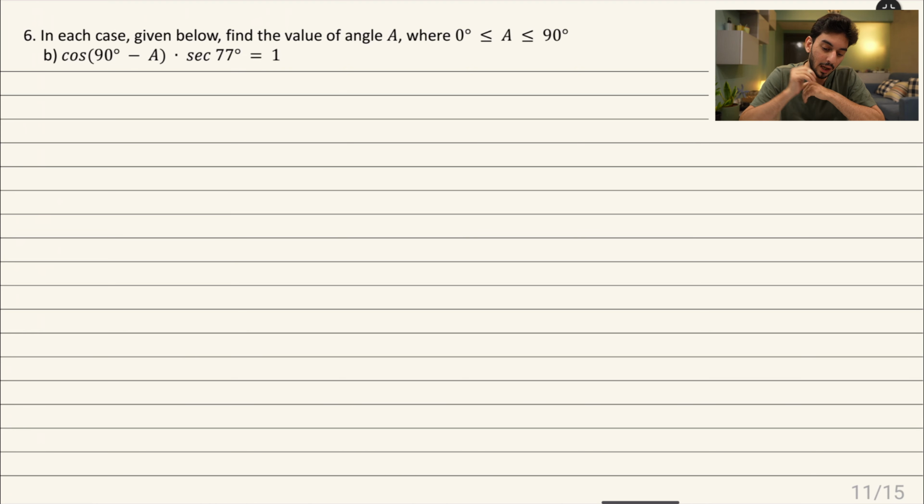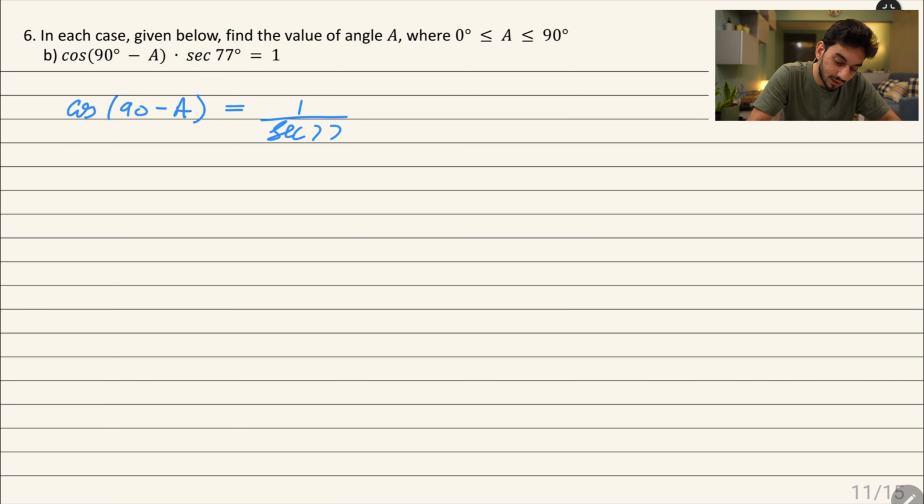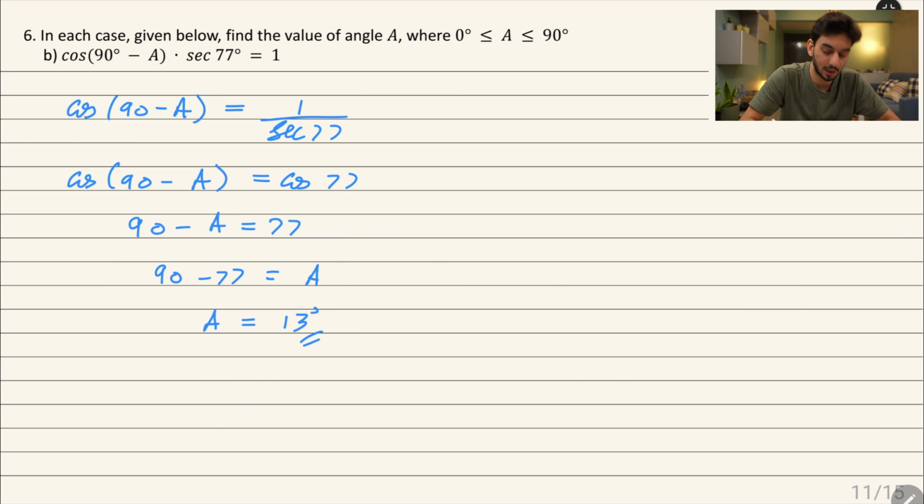This one says I have to again figure out what A is, and an equation is given to us. So cos of 90 minus A is equal to 1 upon sec of 77. Flip the sec and make it cos. So this becomes cos of 90 minus A is equal to cos of 77. Now we can just compare both the sides and say that 90 minus A itself is equal to 77. So 90 minus 77 is equal to A, and finally A would be equal to 13 degrees.